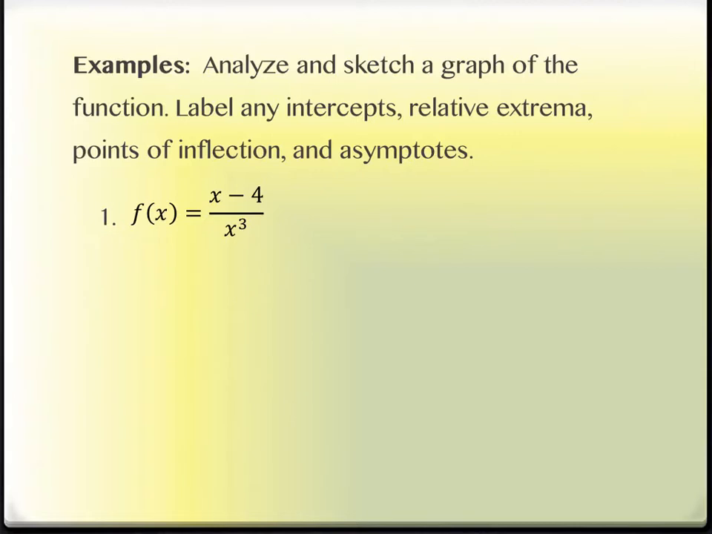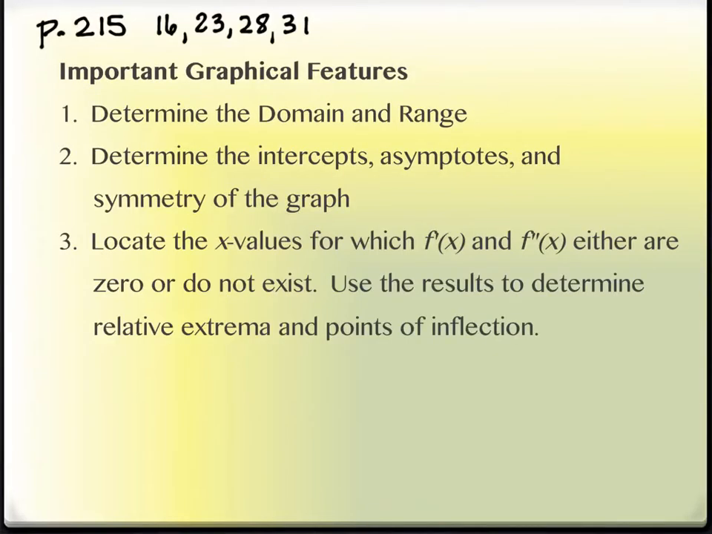So I do encourage you, once you have done the calculus parts of that, to make sure that the graph your calculator produces looks like what you're anticipating, because that can help you catch any mistakes that you've made either in your algebra or in your calculus along the way. So we're going to go through these three steps: the domain and the range, the intercepts, asymptotes, and so forth, and then all the calculus stuff in step 3.